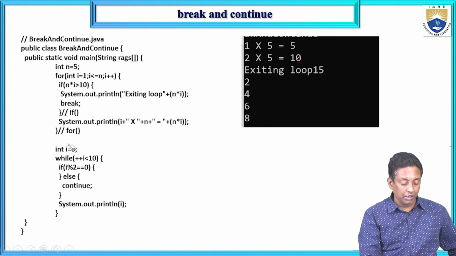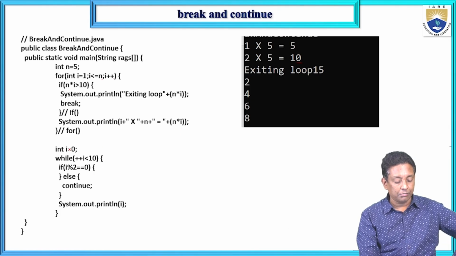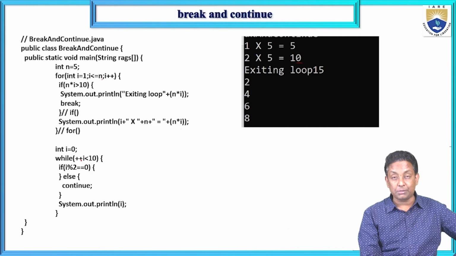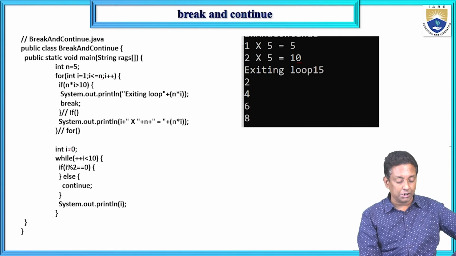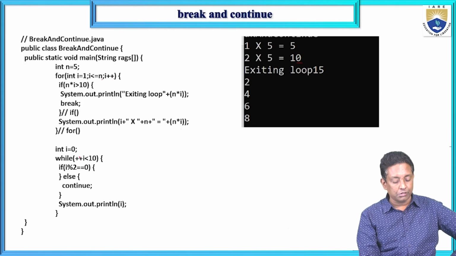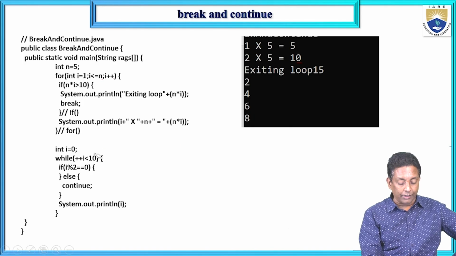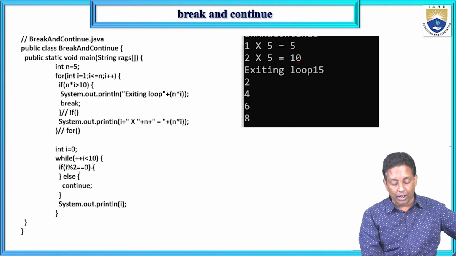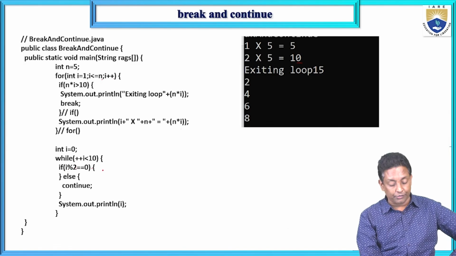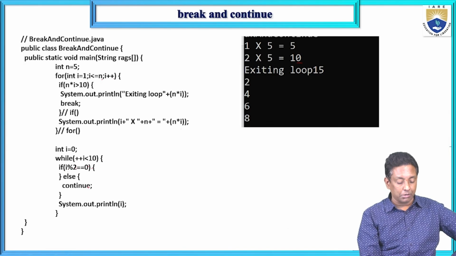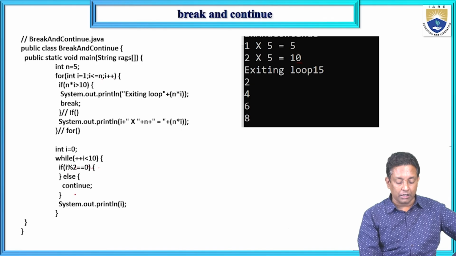Here is one more example. int i = 0; while ++i < 10. ++i is a pre-increment. Initially the i value is 0. ++i means the value will first increment and then be used, so the value 0 becomes 1. 1 less than 10? Yes. So if i divided by 2 is equal to 0, that is, if the remainder of division by 2 is 0, that means for even numbers, don't print anything here.